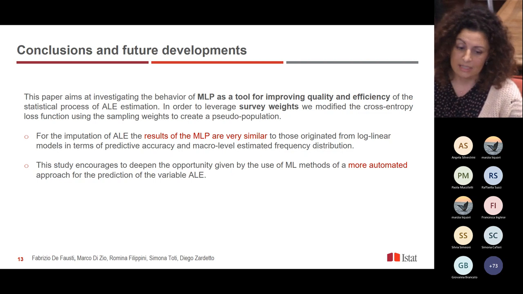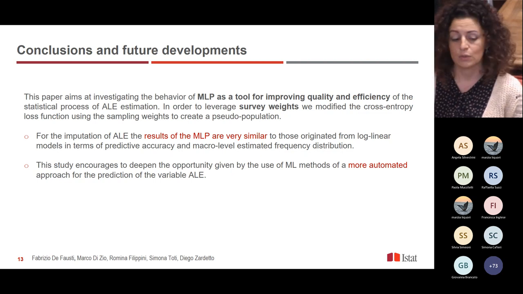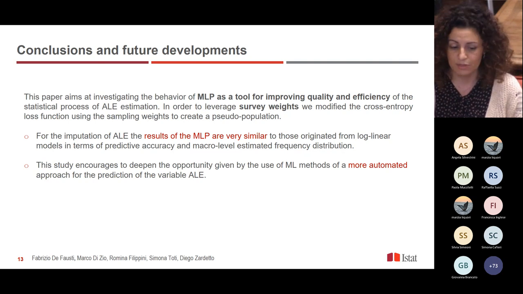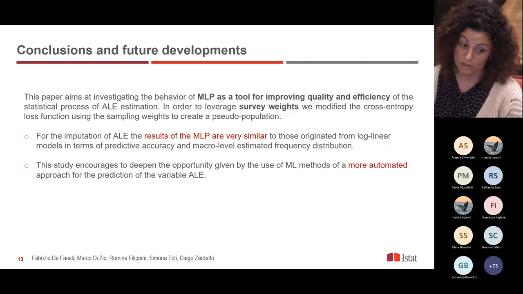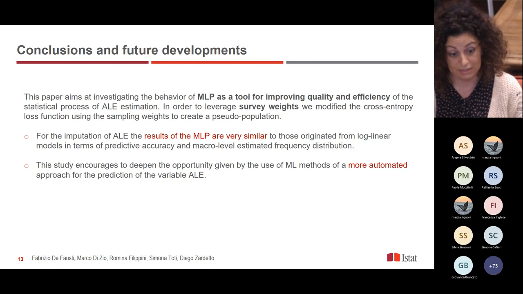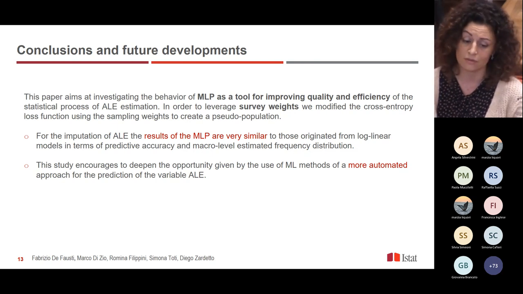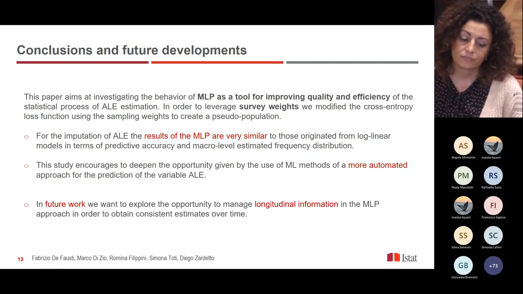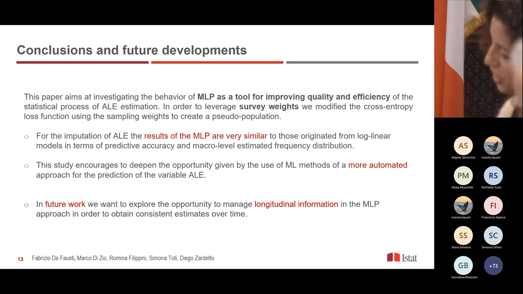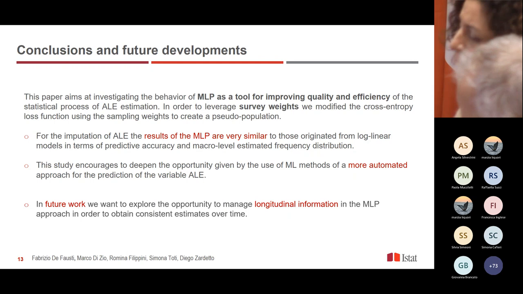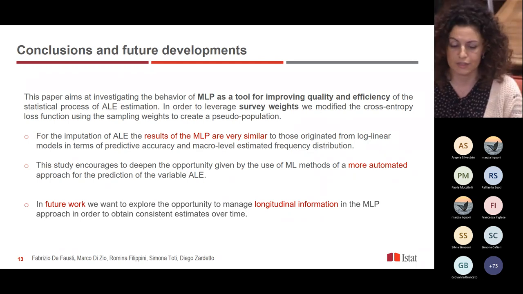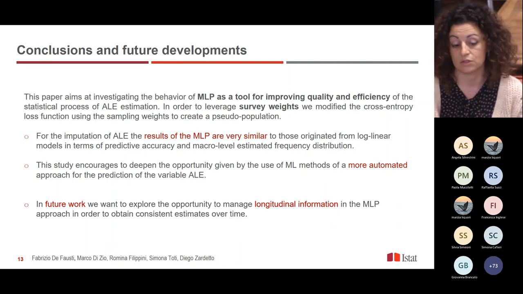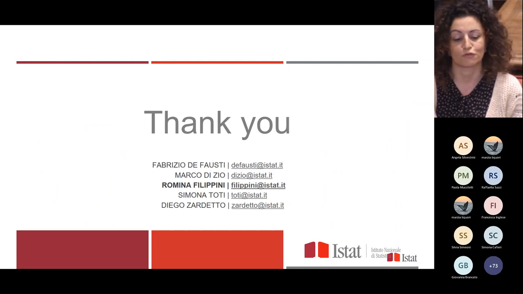And as regards the multilayer perceptron all-in, we can say that this study encourages to deepen the opportunity given by the use of machine learning methods for a more automated approach for the prediction of the attained level of education. But further investigation is needed. So in future work, we want to explore other machine learning techniques, and in particular we want to explore also the opportunity to manage longitudinal information in the multilayer perceptron approach in order to obtain consistent estimates over time. Thank you, also from the colleague.